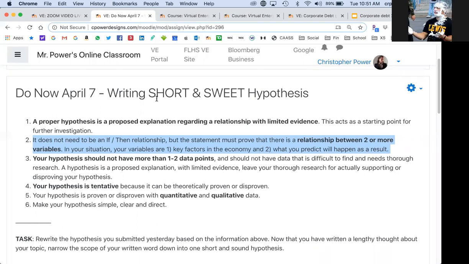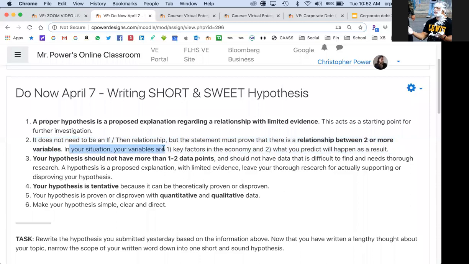Good. So it doesn't have to be if this happens, then this happens. It doesn't have to be an if-then specific relationship. So it's not if you do this, this will happen. It doesn't have to be like that, all right? So most of your theses are still okay to use. They're just too lengthy. Now, it has to show the relationship.